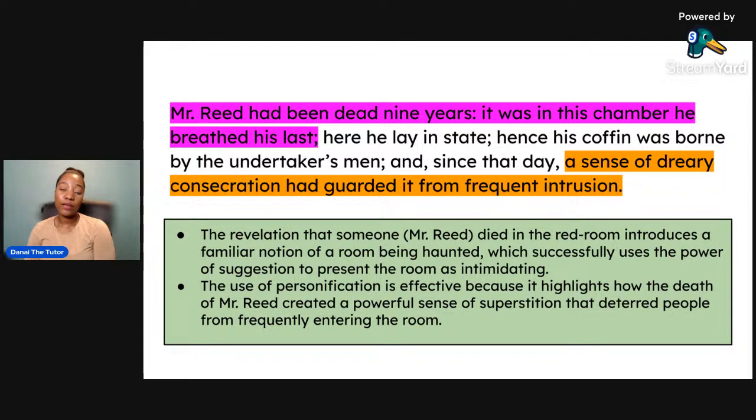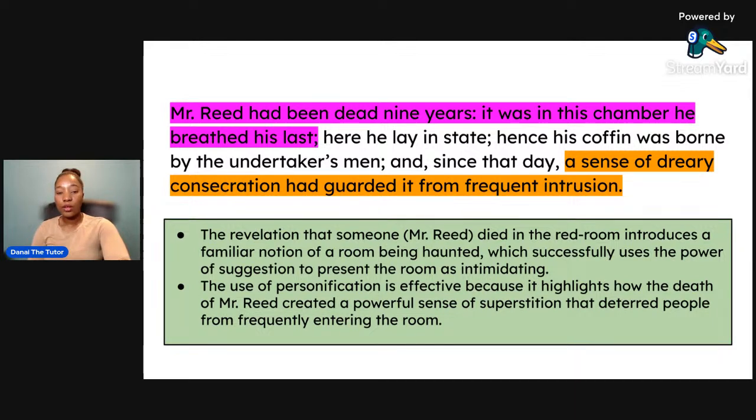And then the use of personification is effective because it highlights how the death of Mr. Reed created a powerful sense of superstition that deterred people from frequently entering the room. So for the use of personification there, it says in the part highlighted in the orange, a sense of dreary consecration had guarded it from frequent intrusion.